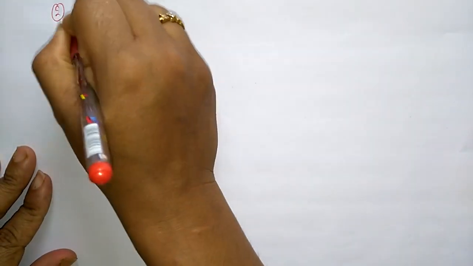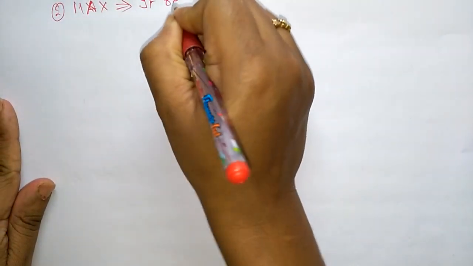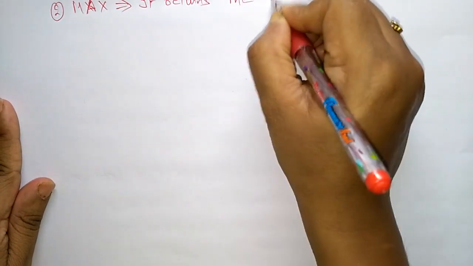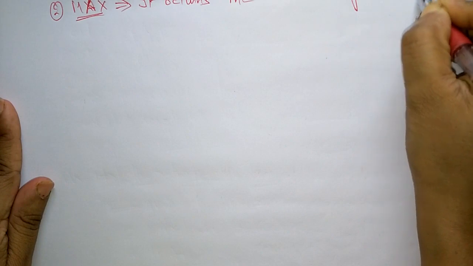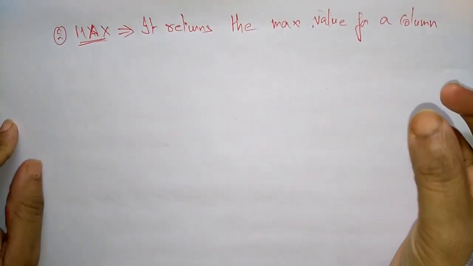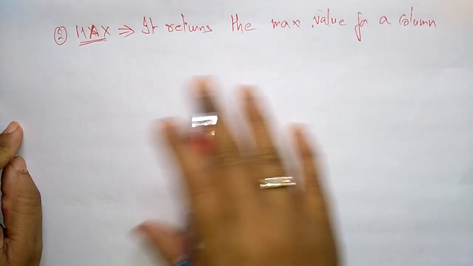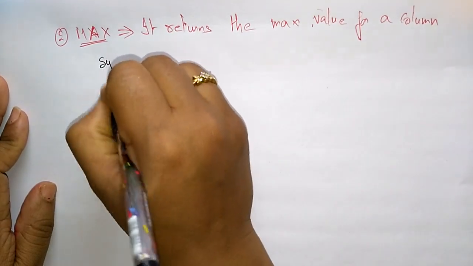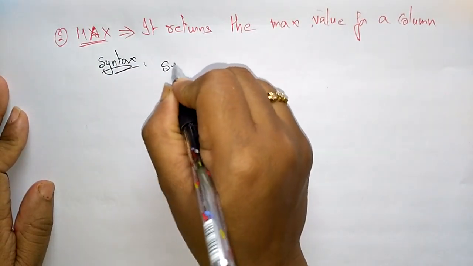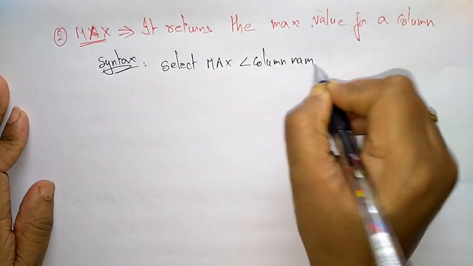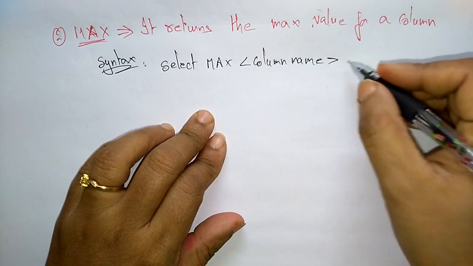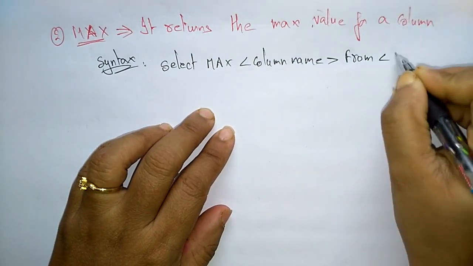Now let us take the next one, the second function, max. What will this max function do? It returns the maximum value for a column. If you take any table and a particular column, the maximum value in that column will be returned with the help of max. The syntax is: select max, column name, the column in which you want to find the maximum value, from table name.